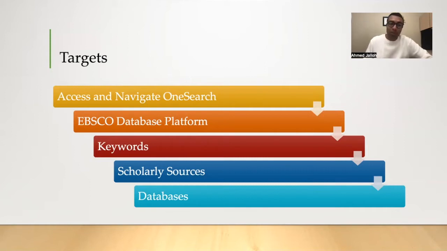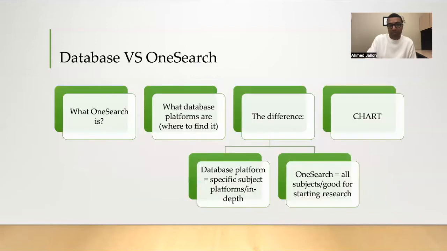Next, we're going to be going into EBSCO, the database platform. After, we'll learn how to extract keywords from your research topic or your research query. Later, we'll go over scholarly sources and why we should choose scholarly sources over popular news articles. And last, we'll go over the databases. Now, let's get straight into it.